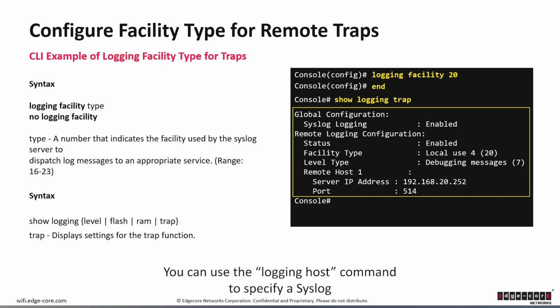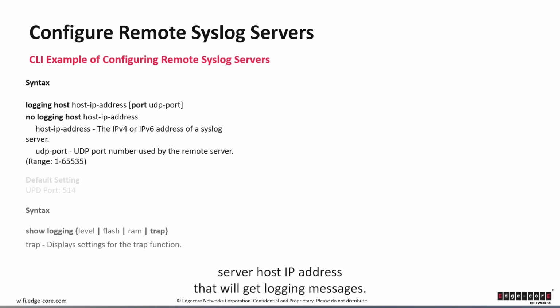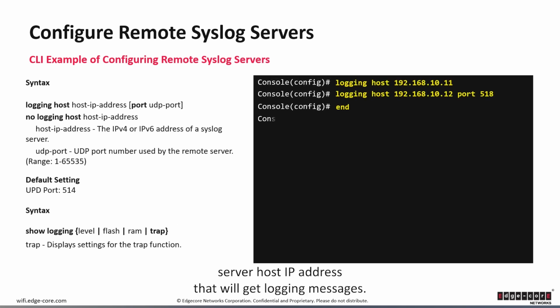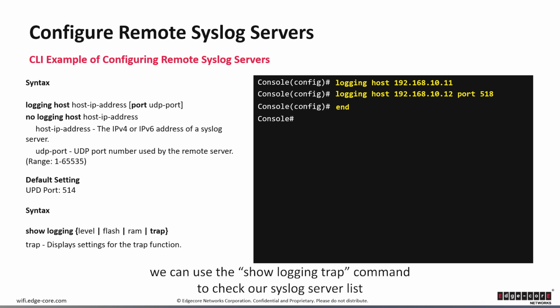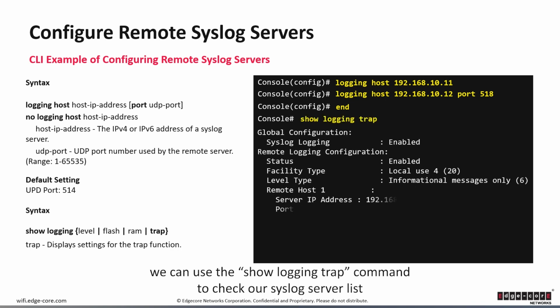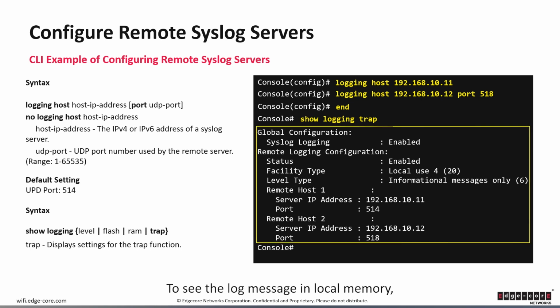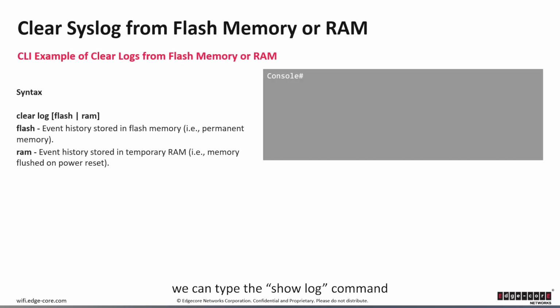You can use the logging host command to specify a syslog server host IP address that will get logging messages. The maximum number of host IP addresses you can have in the list is 5, so you can repeat this command until you reach that limit. After adding syslog server IP addresses, we can use the show logging trap command to check our syslog server list. To see the log message in local memory, we can type the show log command.